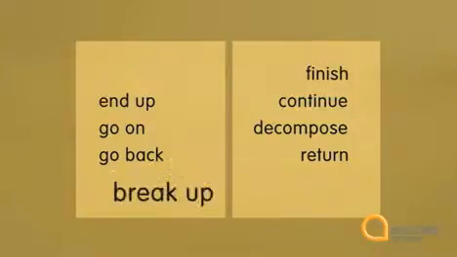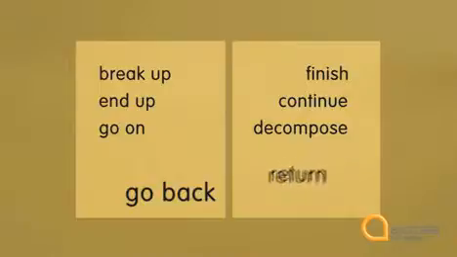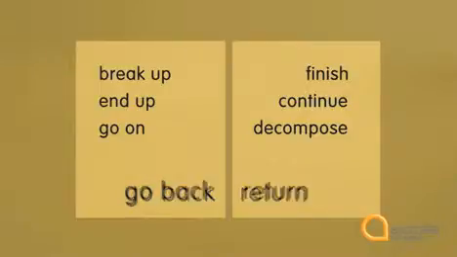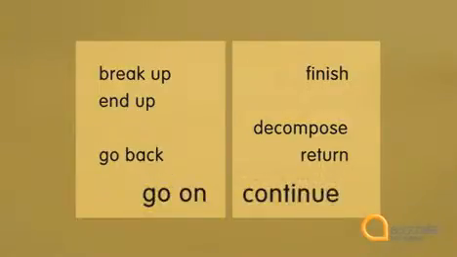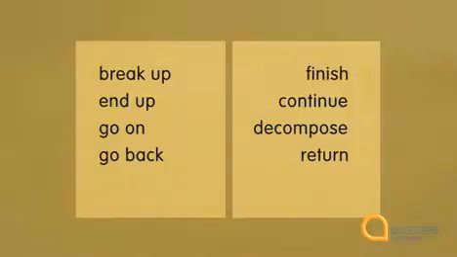Well, break up means to decompose. Go back means to return. Go on means to continue, and end up means to finish. But notice that break up can sometimes mean finish as well. We can break up from school. In formal writing, we would be more likely to use words like continue or return than phrasal verbs, which tend to be less formal.